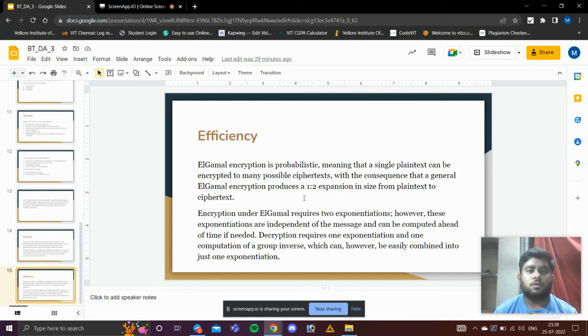So, this was the idea of the ElGamal cryptosystem, which uses the asymmetric key cryptography system. So, thank you.